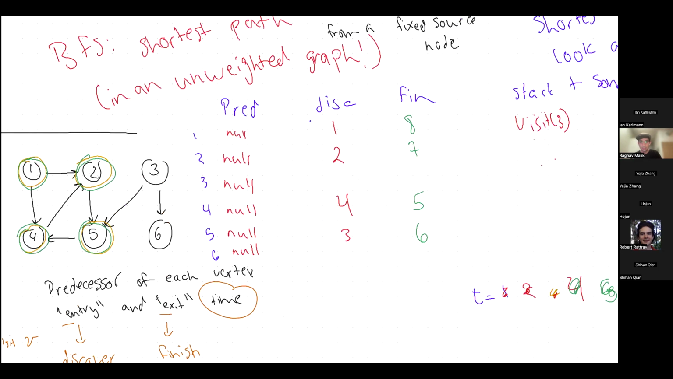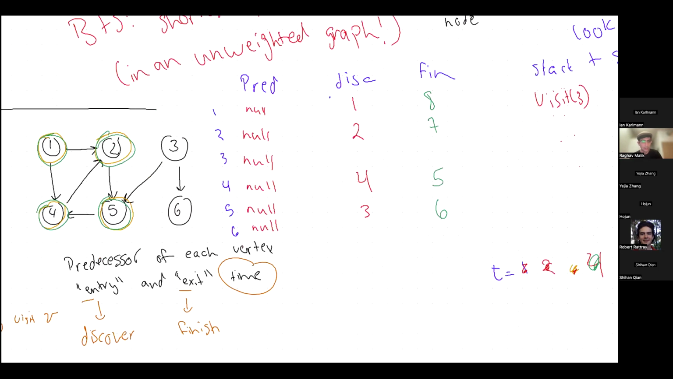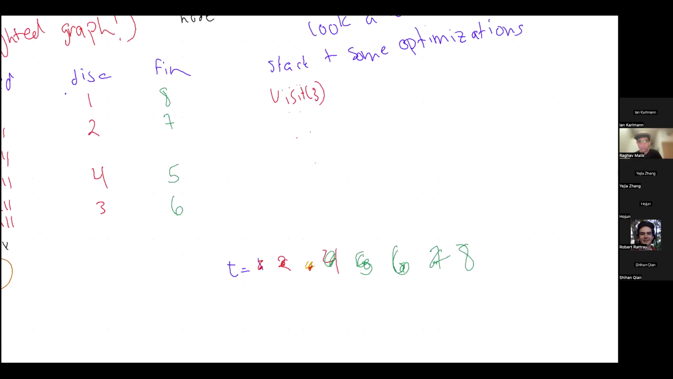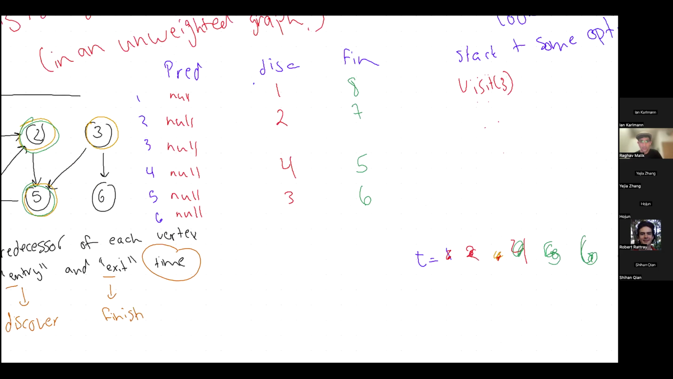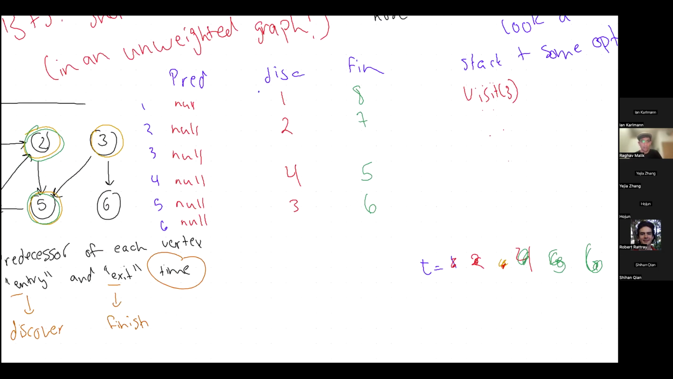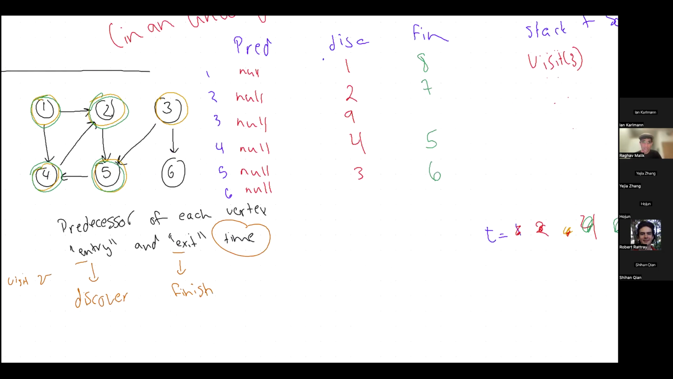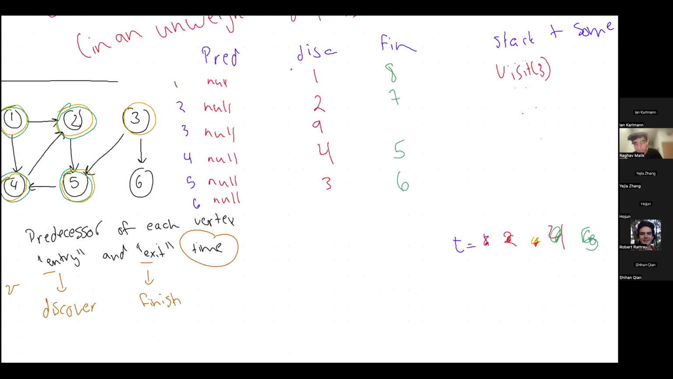First thing I do when I visit, I mark it as in progress. I increment the time, and I set the discovery time for 3. The discovery time here is 9, right? Then I look at every outgoing edge that it has. It has an edge to 5, but 5 is not unvisited because it's been circled, so I don't do anything for that. It also has an edge to 6. 6 is properly unvisited, so I can push visit 6 onto the call stack.